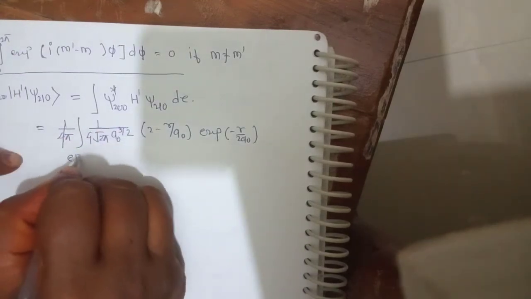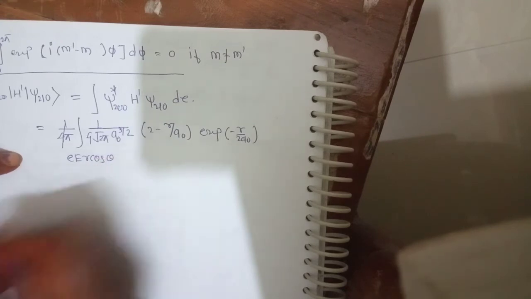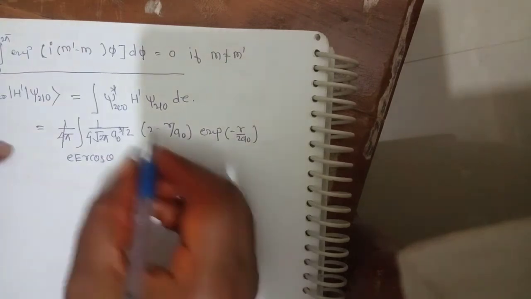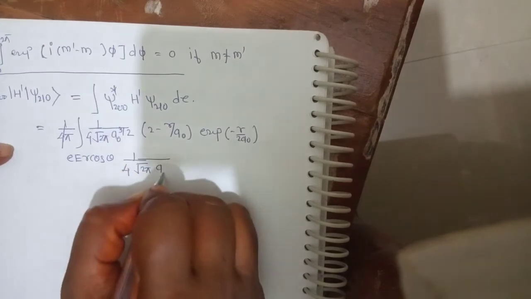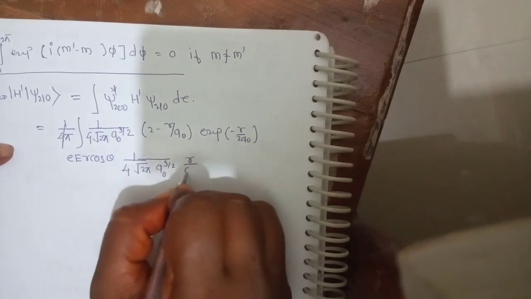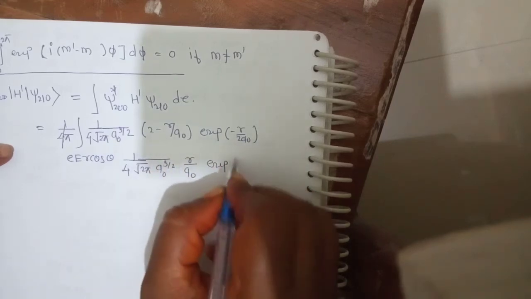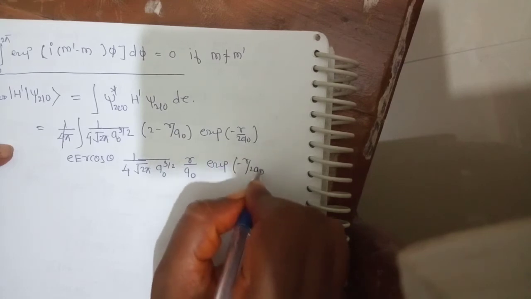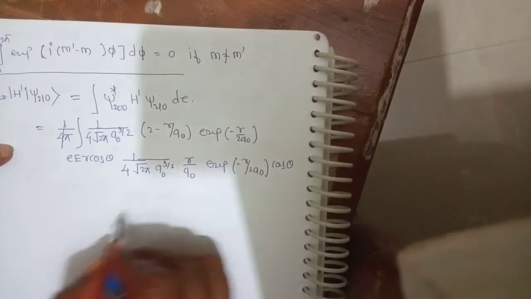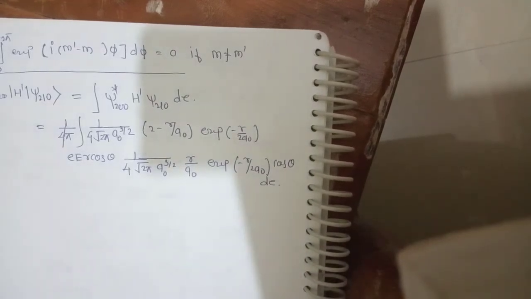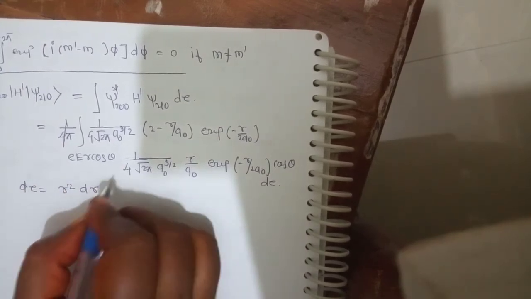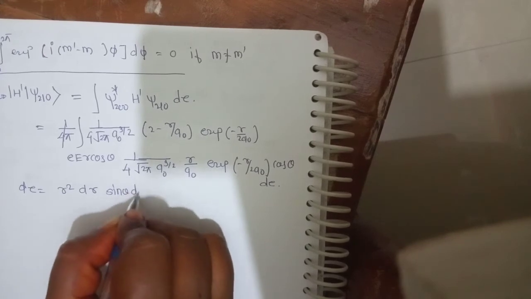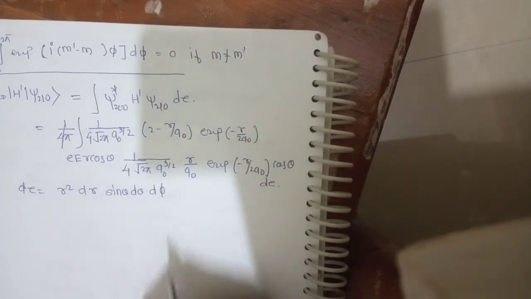H prime is e r cos theta. Again psi 210. What is psi 210? 1 upon 4 under root 2 pi a naught to the power 3 by 2, r by a naught, exponential minus r by 2 a naught, cos theta. Okay, into d tau. What is d tau? r square dr sin theta d theta d phi.